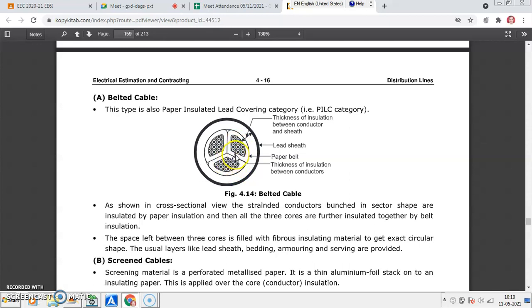Look at the small arrow shown. The thickness of the insulation between the conductors must be sufficient so that there is no flow of leakage current between the conductors, or no inter-conductor fault, that is, line to line fault. So this thickness of paper you have to decide or design accordingly. Then you know that when there is paper insulation, there is need of a covering, so a lead sheath covering is provided.